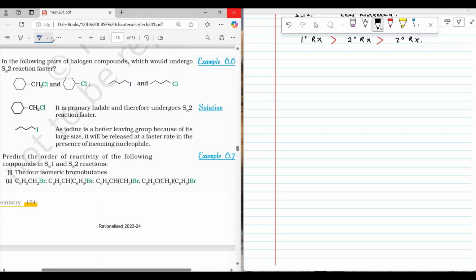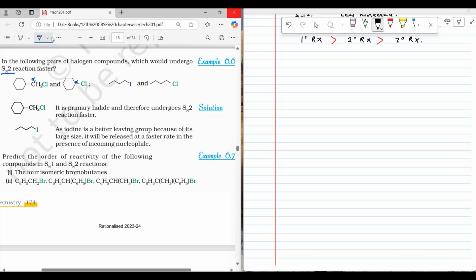Let's try to solve example 6.6. In the following pairs of halogen compounds, which would undergo SN2 reaction faster? First of all, identify the type of halogen compound, whether it is primary, secondary or tertiary. The carbon to which the halogen is bonded is the alpha carbon. Here the alpha carbon is this alpha carbon.